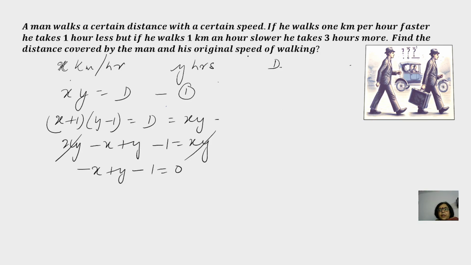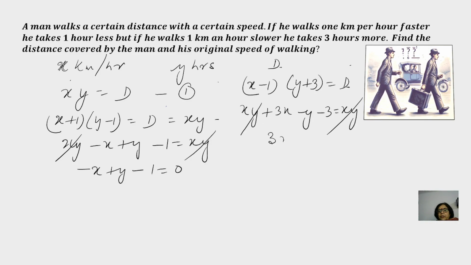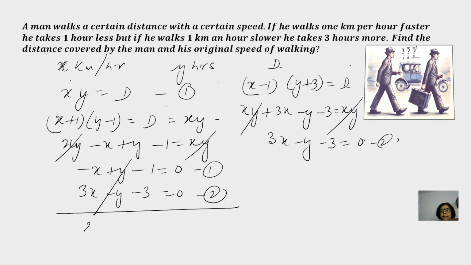In the second case, if he walks 1 kilometer an hour slower, that means x minus 1, he takes 3 hours more to cover the same distance d. So if you simplify this, you get xy plus 3x minus y minus 3 is equal to xy. xy gets cancelled, we are left with 3x minus y minus 3 is equal to 0. This is the first equation, this is the second equation. Rewrite the second below the first, so you get 3x minus y minus 3 is equal to 0. Add the two equations, so you get 2x minus 4 is 0, which implies x is equal to 2 kilometers per hour. So his original speed of walking is 2 kilometers per hour.